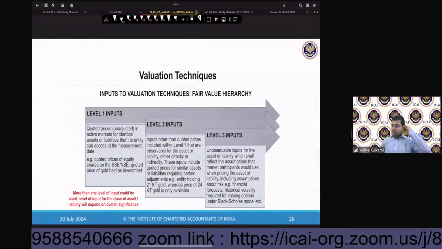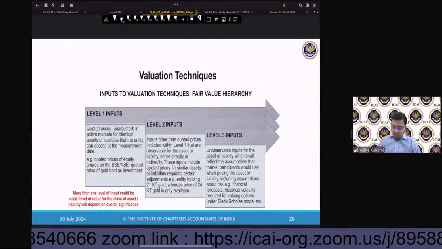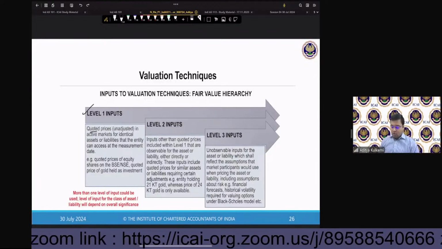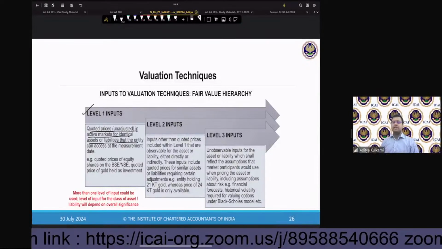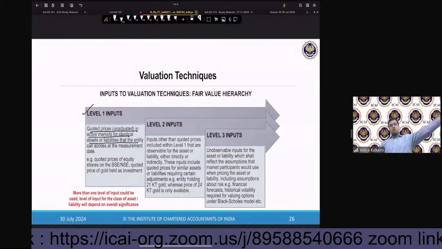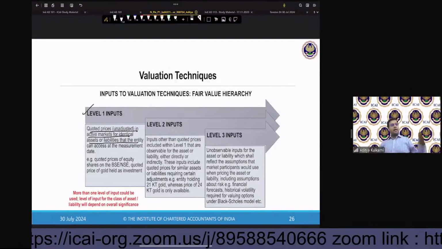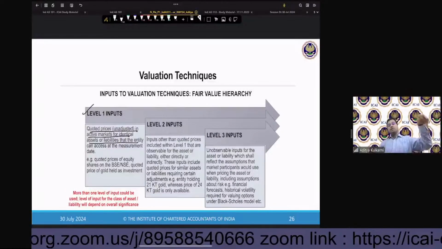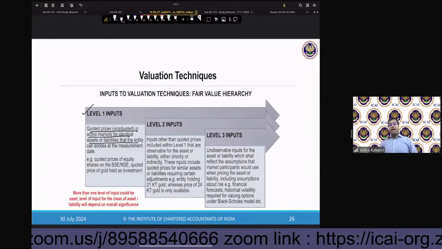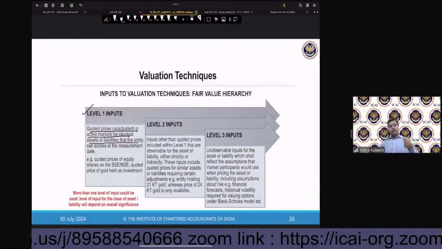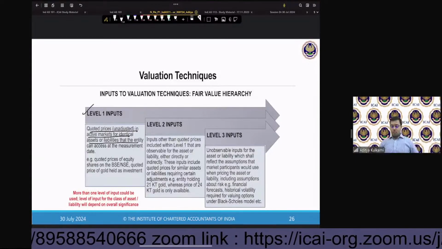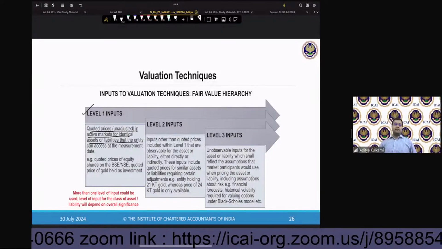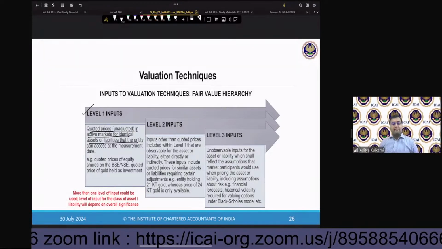Okay. So what are your inputs? They are categorized into three levels. The first one is level one inputs. Level one inputs means quoted prices in active markets for identical assets or liabilities. You have 1 gram gold, you go to the commodity exchange and look at gold price 24 carat, bas ho gaya. That becomes the price of the gold. So the input that I used is the price of gold on the commodity exchange. Did I do any adjustment to it? Answer is no. And therefore, we call it a level one input. That means you are just taking the value without any bias. So this is your level one input.